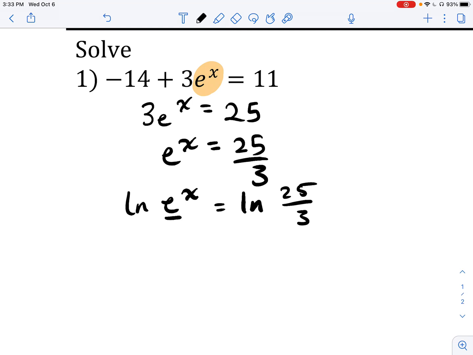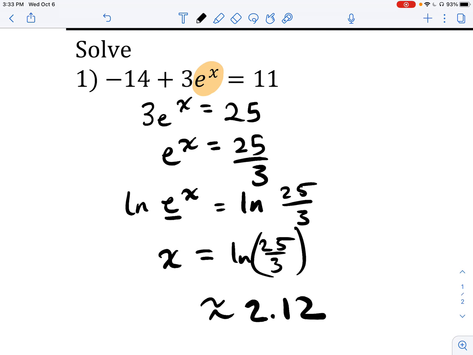Again, review the properties of logarithms from my previous lesson if you need a recap on this, but now I can just say this is x, and this is the natural log of 25 over 3. This is my exact value, I should say, and this is approximately equal to 2.12. Okay, let's try another one.